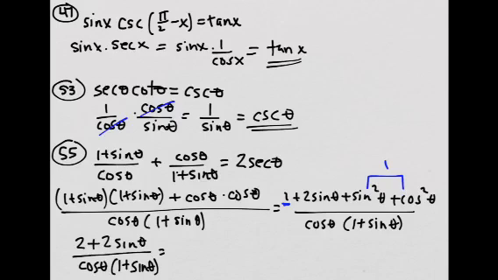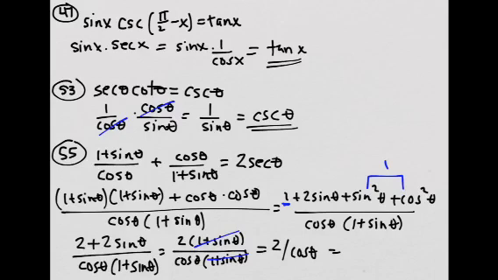Okay, so I'm going to factor out a 2 in the numerator. And so that gives me 2 times 1 plus sine theta over cosine theta times 1 plus sine theta. So I notice the factors 1 plus sine theta are common in both numerator and denominator, so I cancel those out. That gives you 1. And so you're left with 2 over cosine theta, which is 2 secant theta. And that's what you needed.